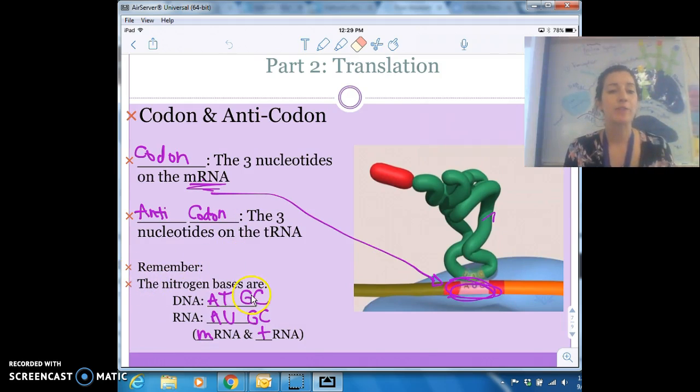Remember, the nitrogen bases for DNA are ATGC, at Garden City, and then for RNA they are AUGC. And for the RNA, we are talking about mRNA and tRNA. So both of those are going to have that U in it.